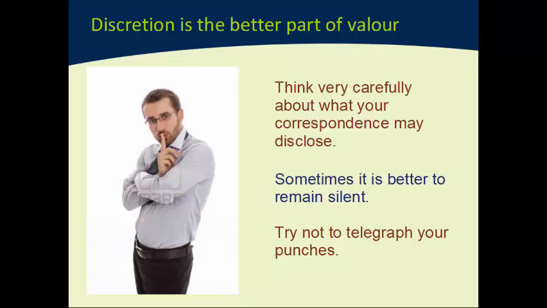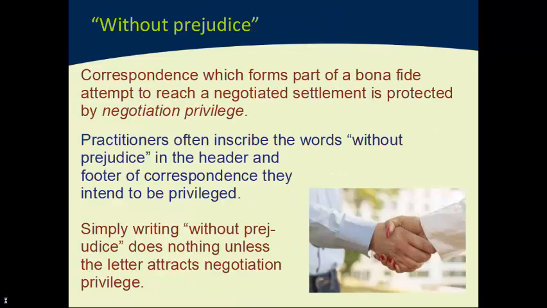The final major thing to think about is what's known as negotiation privilege. Quite often you'll see legal correspondence, and in the header or the footer of the correspondence, the lawyer has written the words "without prejudice." The rule, as most of you will know from having done your professional conduct, is that any correspondence which is part of a bona fide attempt to reach a negotiated settlement is regarded as privileged. It's protected by what's called the negotiation privilege. Now, when someone puts the words "without prejudice" in the header or the footer of correspondence, what they're basically doing is raising a flag and saying, as far as we're concerned, we believe that this correspondence is privileged.